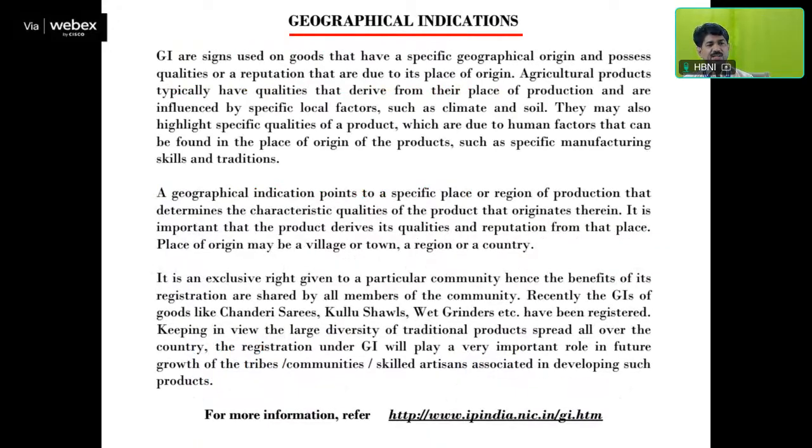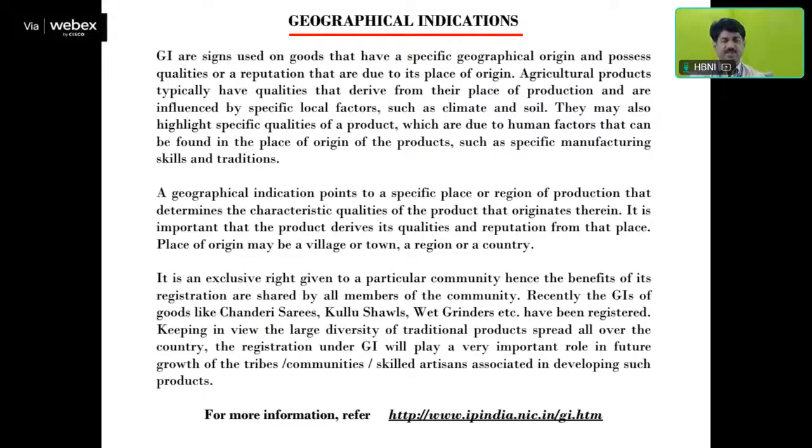So geographical indications, or GI, are signs used on goods that have a specific geographical origin and possess qualities or reputation that are due to their place of origin. Like the day before yesterday, I had told you about Darjeeling tea. When people say Darjeeling tea, they have certain things in memory, that this particular aroma and this particular color will be there. So they want to go for that particular tea. If a particular tea brand has a GI tag, they can easily find out that this brand belongs to that particular area.